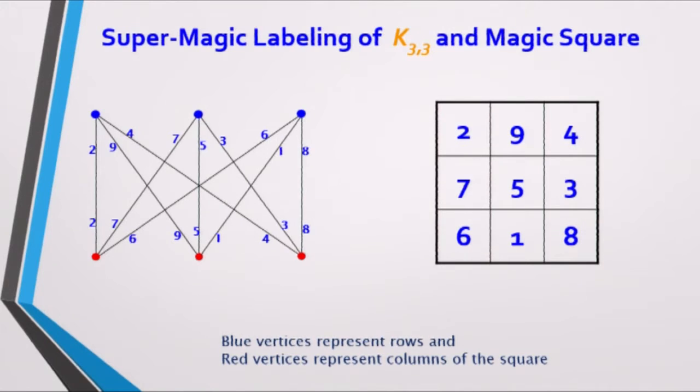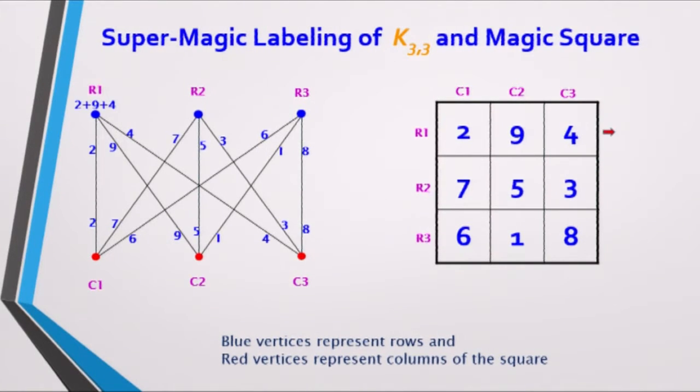Blue vertices on top represent the rows. Red vertices on the bottom represent the columns. Row 1, the first vertex on top, is 294, that's this number. Second row, 753. Third row, 618. And then the bottom are the column numbers. So column number 1 would have 276. Column number 2 and column number 3.